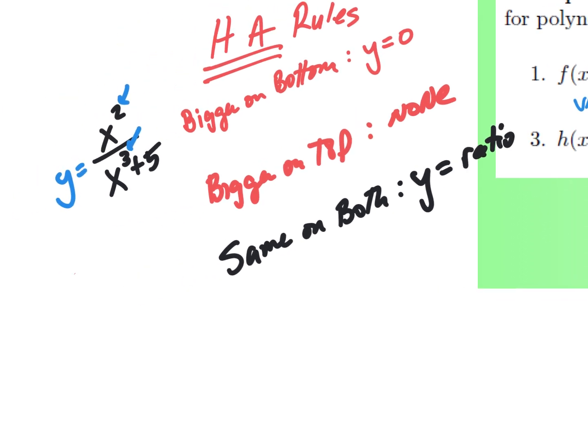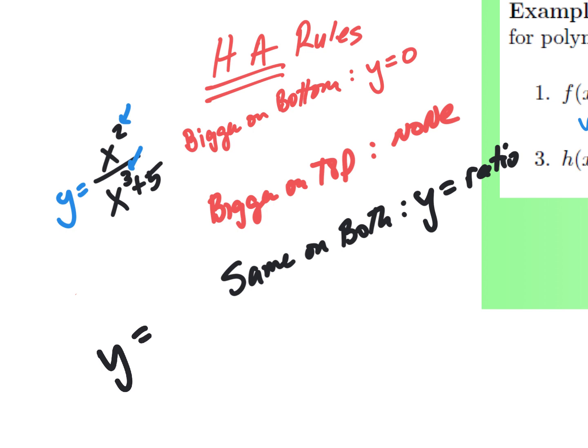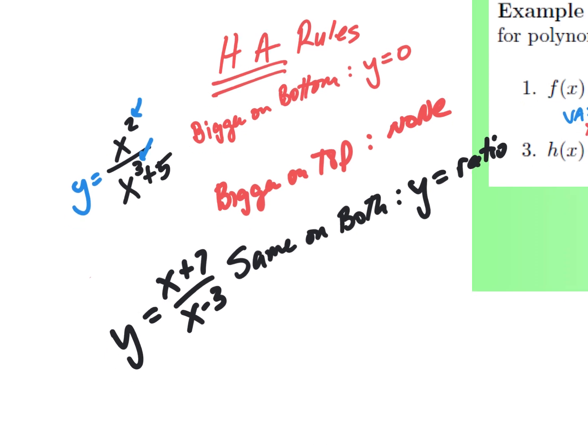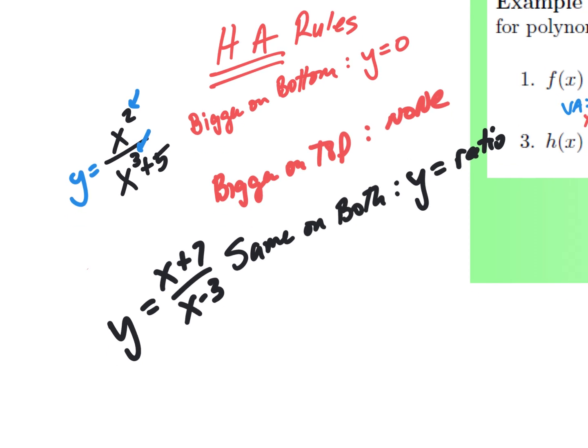I want to give you an example one. Here's one that's the same on both. X plus 7 over x minus 3. Would you agree they're both degree 1? Would you agree they're the same on both then? So what's the rule for same on both? It's a ratio. The equation for the horizontal asymptote would be y equals, there's a 1 here, there's a 1 here, y equals 1 over 1. And yes, that simplifies to y equals 1. But I want to leave it as the ratio of those two numbers.